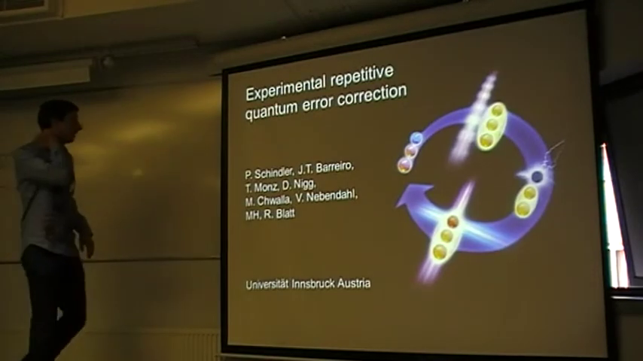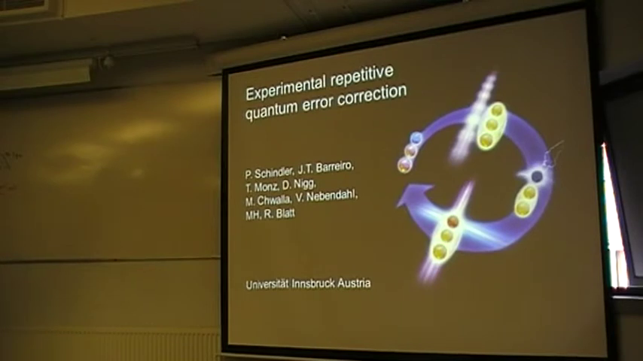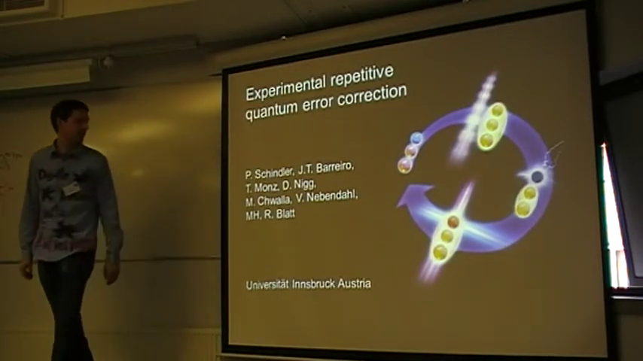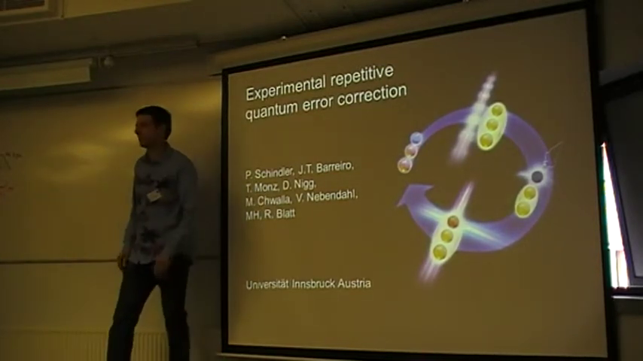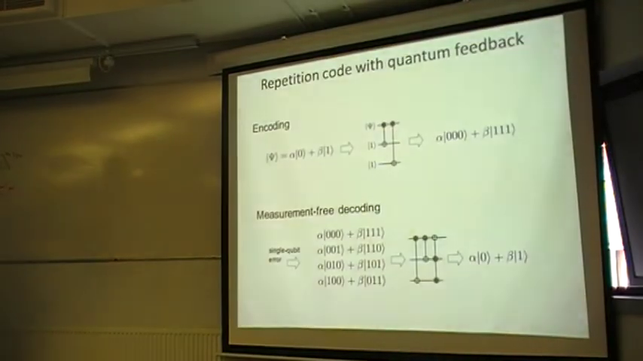Okay, going to the experimental repetitive quantum error correction. Here's a schematic of that. The main PhD student who was doing that is Philipp Schilter, together with all the other PhD students. Julio Barrero was the postdoc on that project. And we had help by Volkmar Nebendahl, who actually helped us to derive the pulse sequence. I will also explain to you in a minute how to actually get such a pulse sequence. And it's not so trivial because the gates are quite complicated.